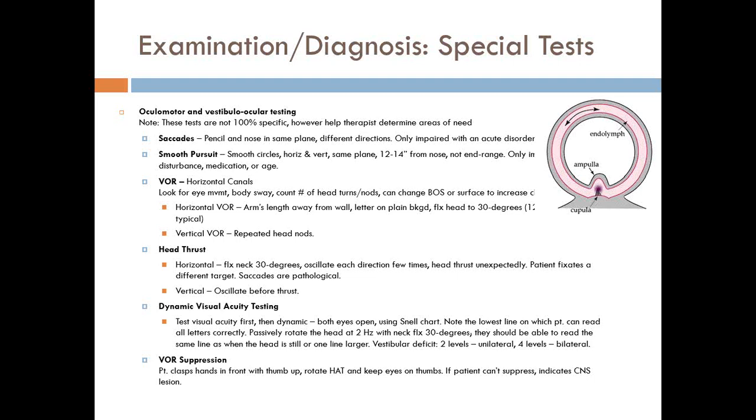So you've turned away from the object that you're staring at, and then the eyes have to snap back because it's hypoactive, so your brain has to make up for its inability to stay focused on the object. A hyperactive vestibulo-ocular reflex would mean that the eyes overcorrect, so they're going in the opposite direction.